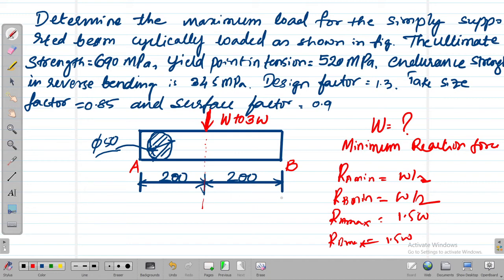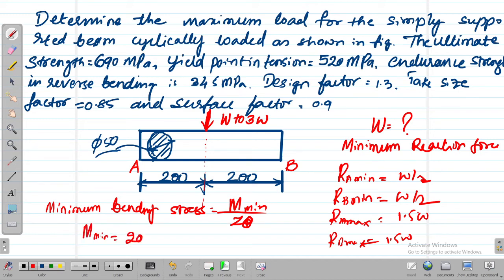Now the maximum bending moment is going to occur at this position, because as it is symmetric, let us calculate the minimum bending stress here. To calculate the minimum bending stress, you need the minimum bending moment divided by Z. So M minimum equal to 200 into RA minimum. How much are you going to get? You are going to get 100 W here.